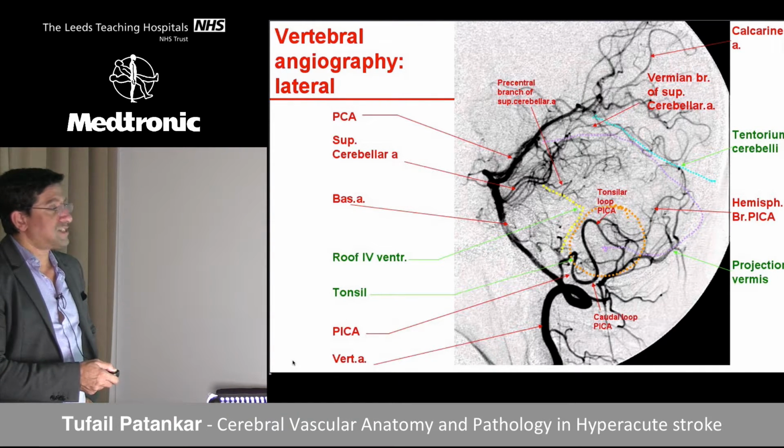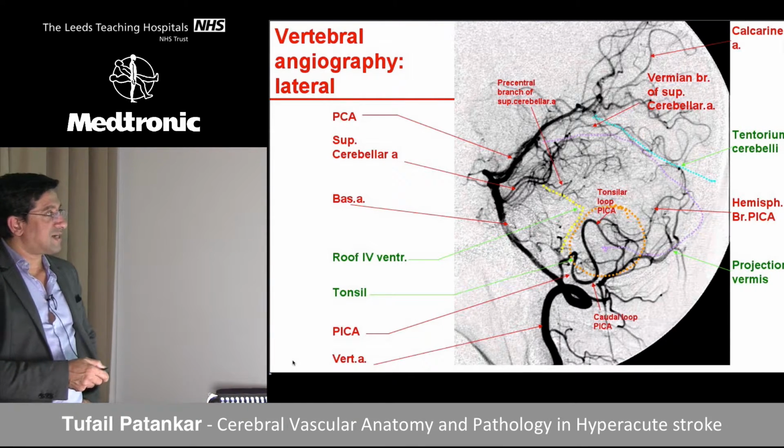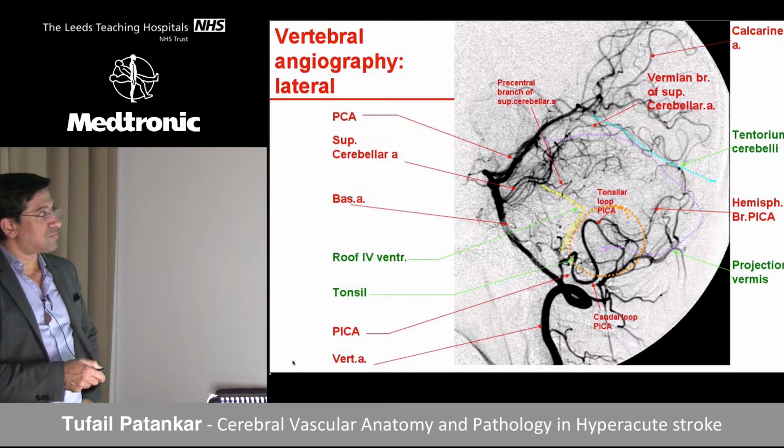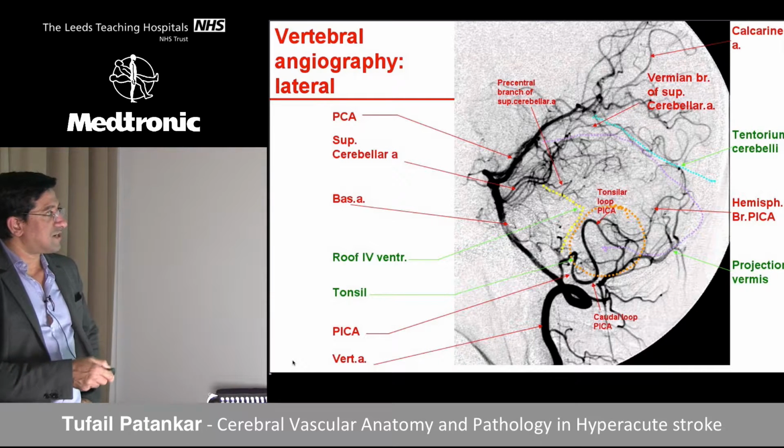On the angiogram, this is again the vertebral artery coming in, you got a basilar artery. Look at the PICA, which is the first branch, and this PICA will take this turn upwards, it goes around the brainstem and then it divides, so that's the tonsillar loop here, and it divides into hemispheric and other branches. Mainly what you're looking at is the basilar artery.